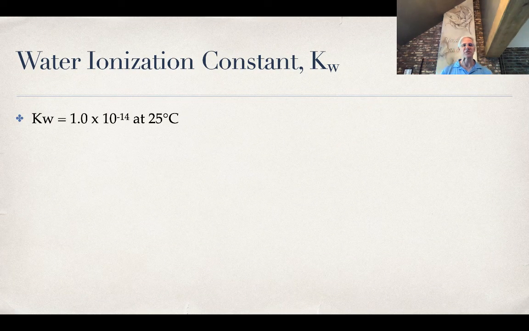Let's see how we use this Kw. It does have a constant value. At 25 degrees Celsius, it's equal to 1 times 10 to the minus 14. But like any equilibrium constant, it's only constant as long as the conditions remain constant. That's why a lot of times when you'll see an equilibrium constant, it'll have a specified temperature. So for water, 25 degrees C, basically room temperature, we use 1 times 10 to the minus 14.